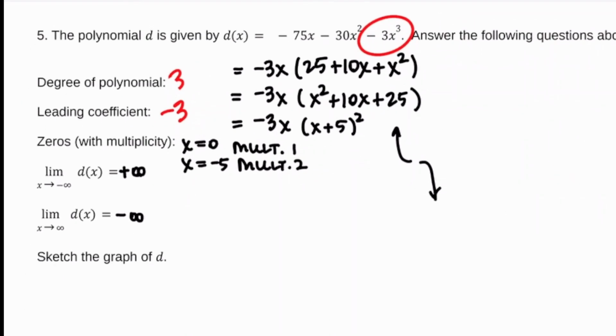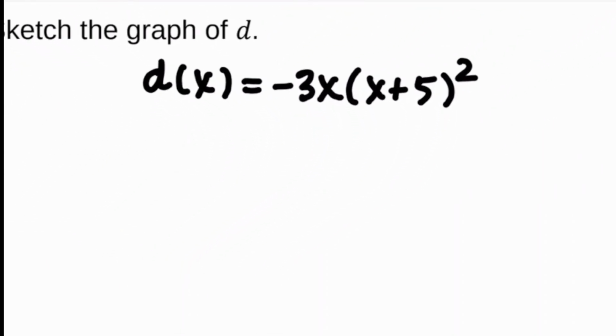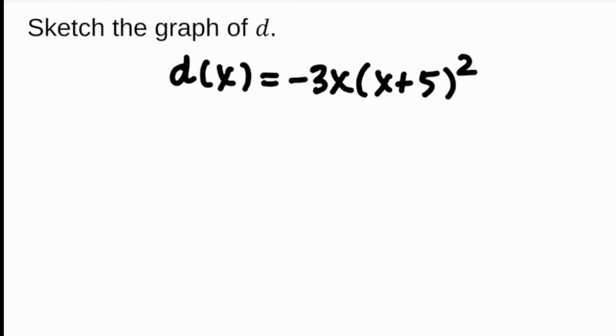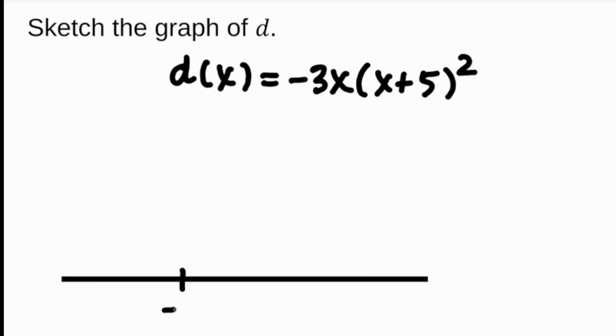All right, so I'm going to sketch the graph of d, and that's negative 3x times x plus 5 squared. Just zoom in on that a little bit. All right, there we go. I think I might make a sign chart for this one, although if you want to say, all right, it's a third degree polynomial with a negative leading coefficient, so I know it's going to start from above and eventually go down, good for you. That's perfectly valid. Okay, so I know my zeros are at x equals negative 5 and x equals 0.